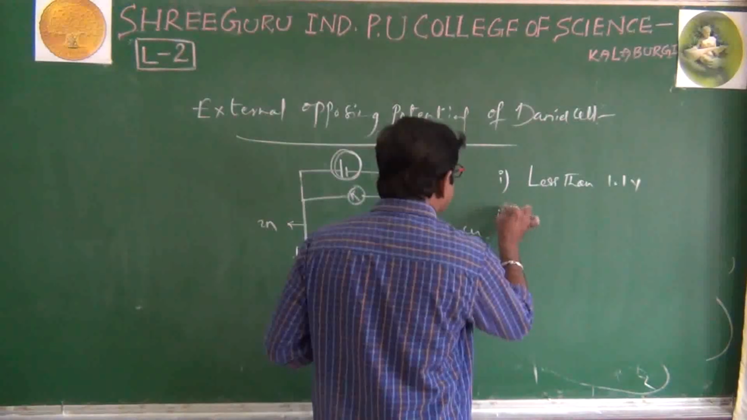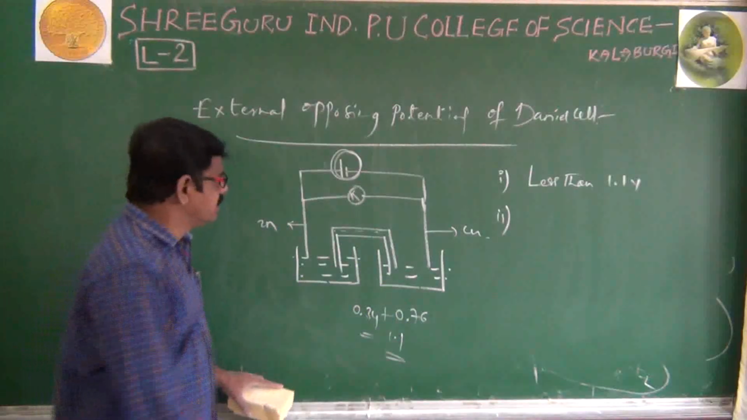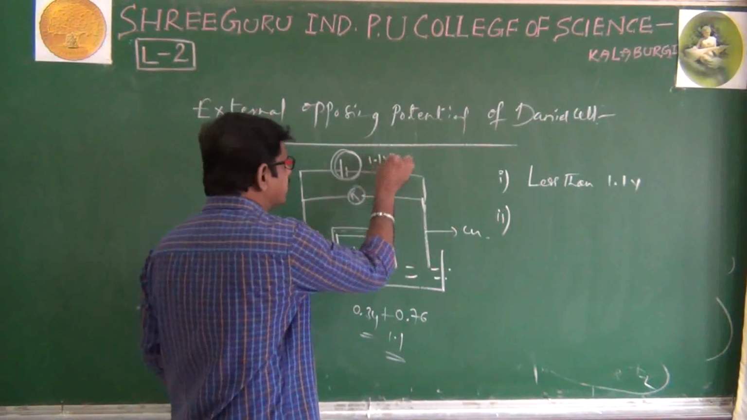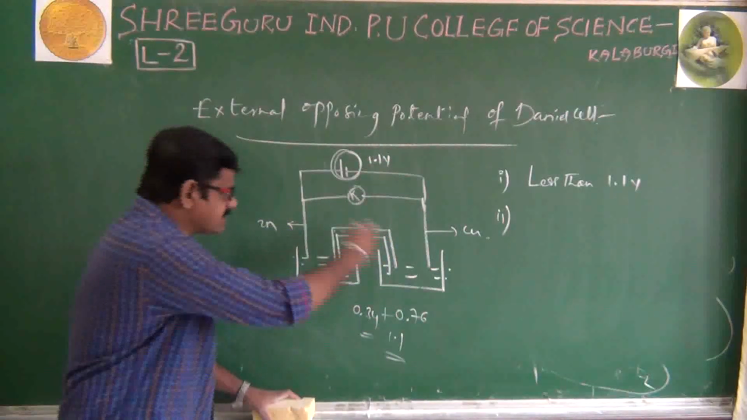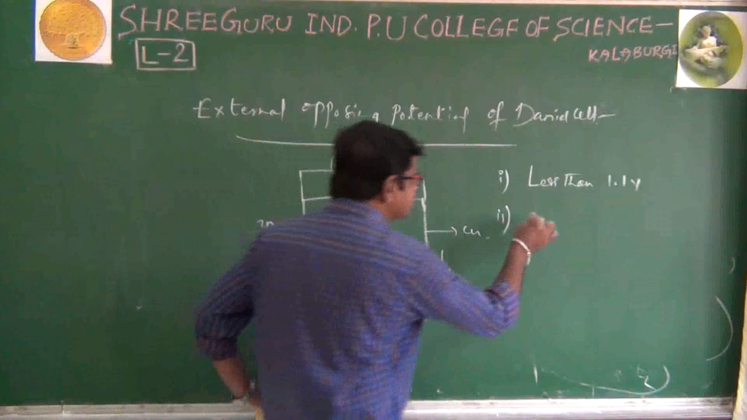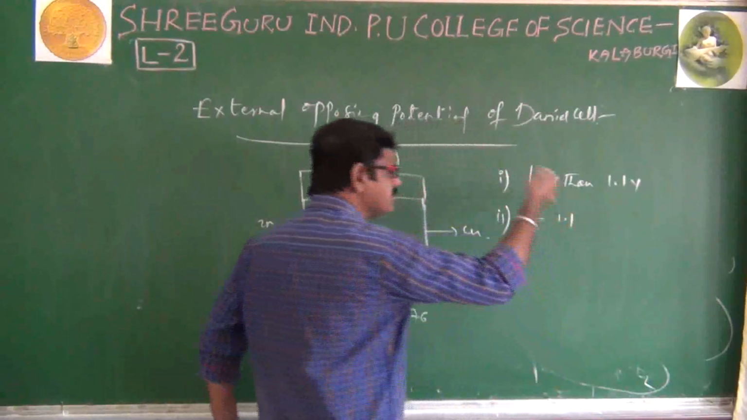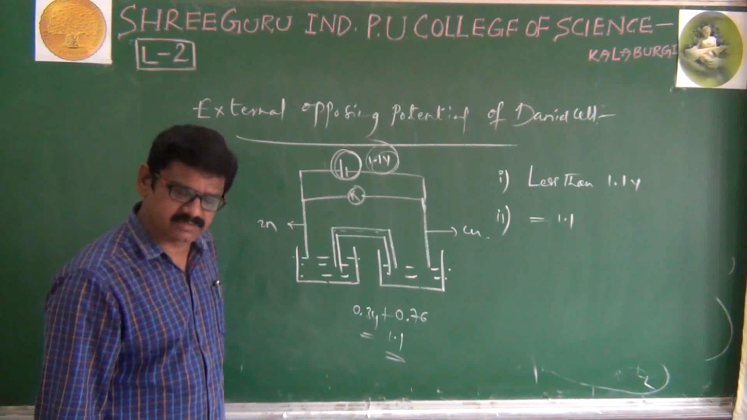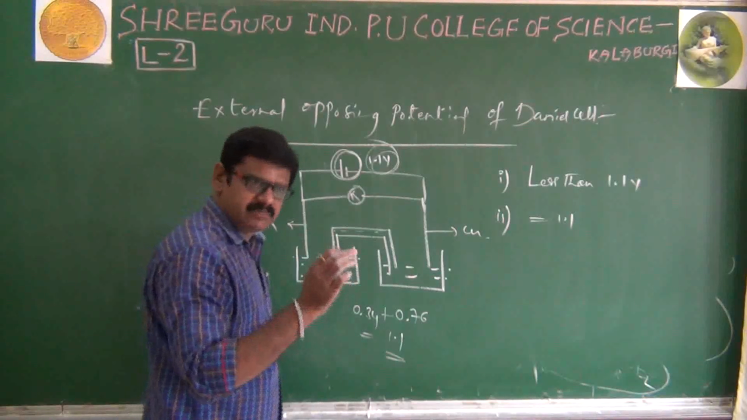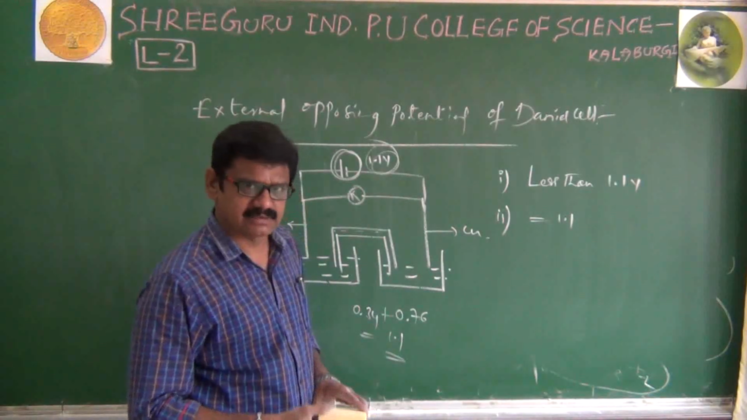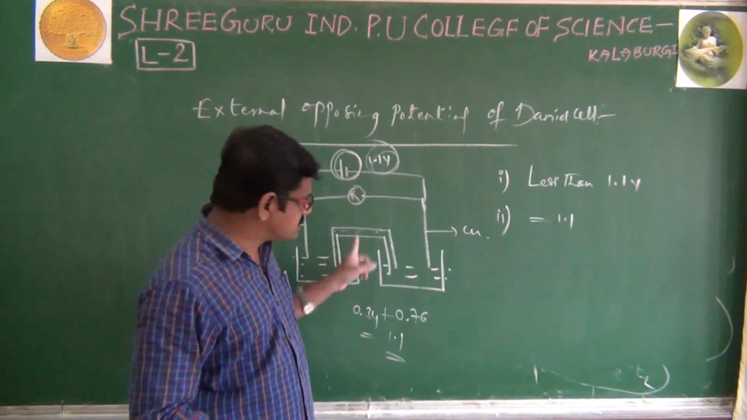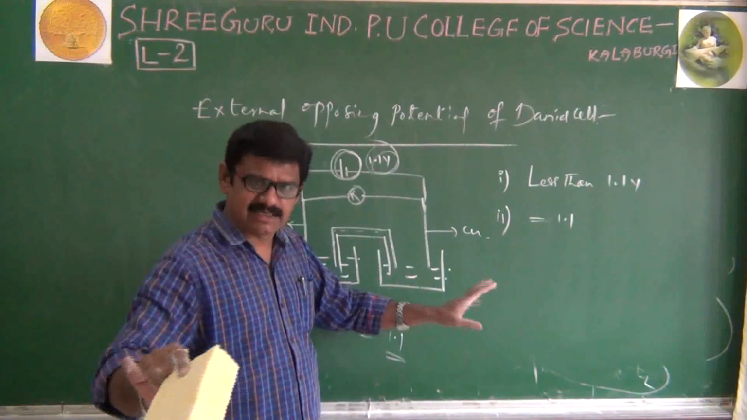That is case 1. And case 2, suppose the current we are sending externally is exactly 1.1 volt. Our Daniell cell potential is also 1.1, and externally also we are sending exactly 1.1 only. E is equal to 1.1. In that moment what happened? That Daniell cell will immediately stop its process. Cell reaction has stopped. When you are sending 1.1 volts, cell reaction has immediately stopped.